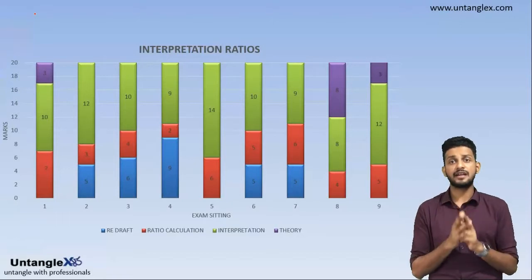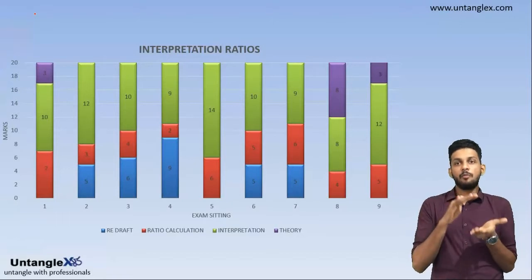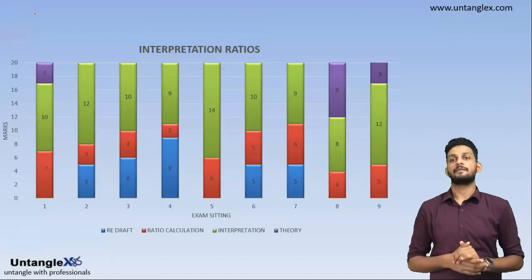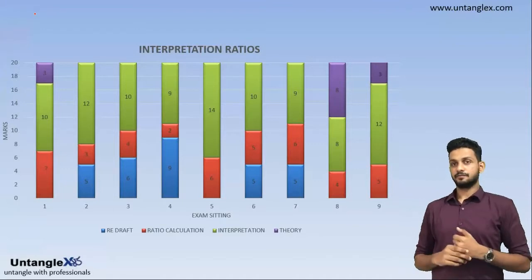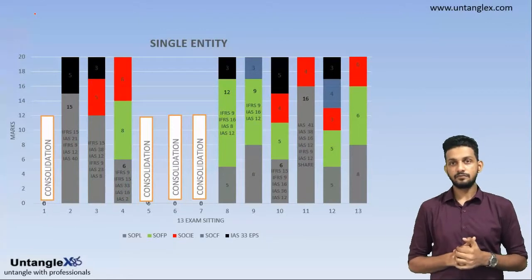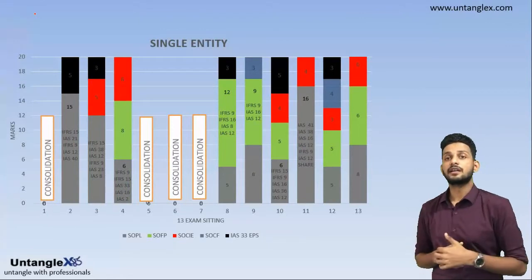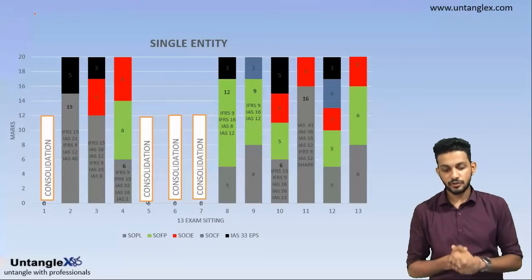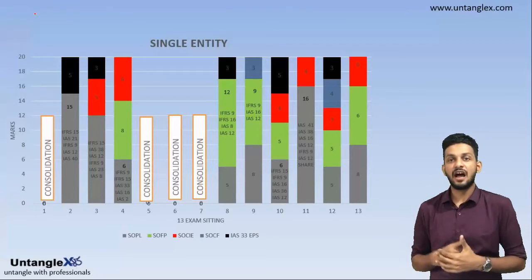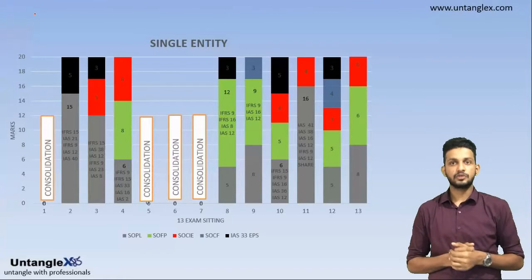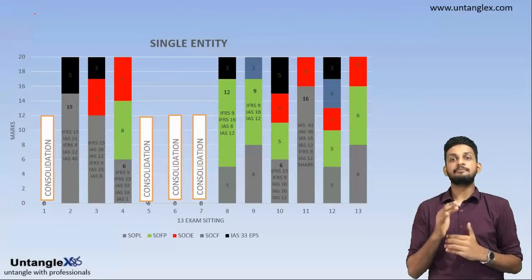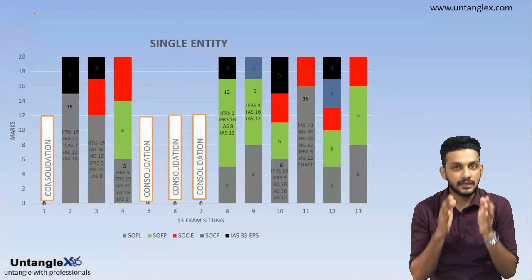So out of 20 marks, you can see the composition of each element, like theory, interpretation, ratios, etc. In another case, in single entity, we have to learn different International Accounting Standards and International Financial Reporting Standards. You can see what standards were asked in past examinations, so it will give you an awareness of the importance of the concepts.